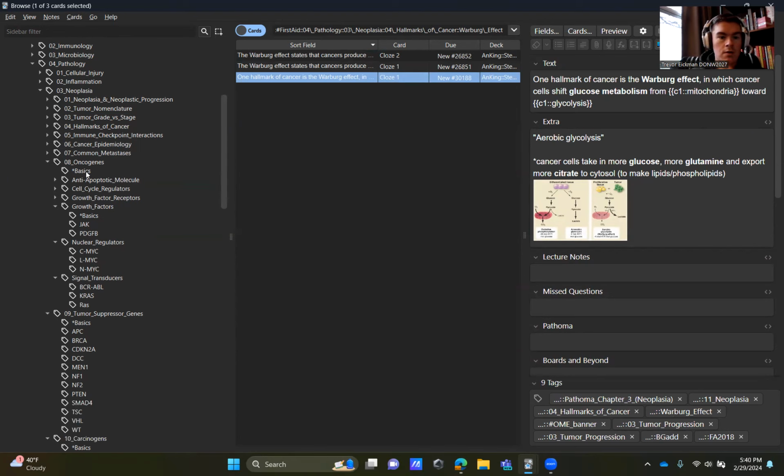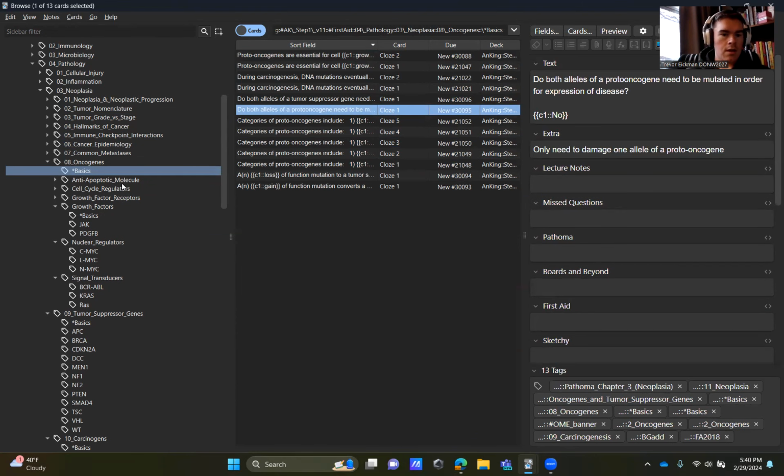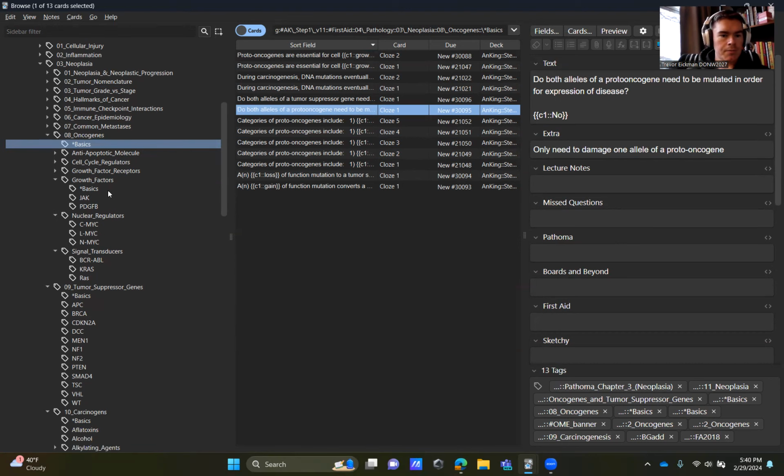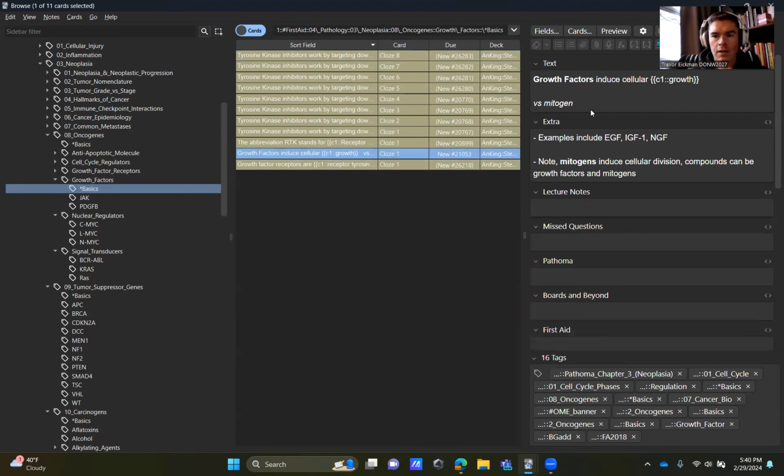Then we're going to come down to oncogenes. Basics, grab all of them. These are all good. And I believe that is it here. And then you want to go to growth factors, basics. You want to come down here: growth factors induce cellular growth versus mitogens, which induce division. So that's a good card to have.